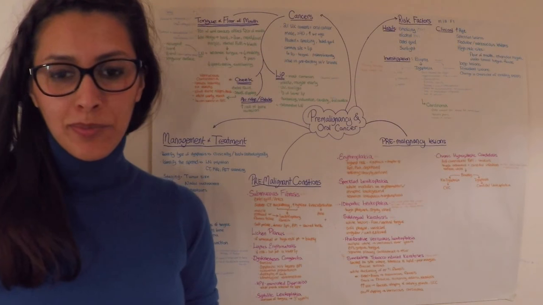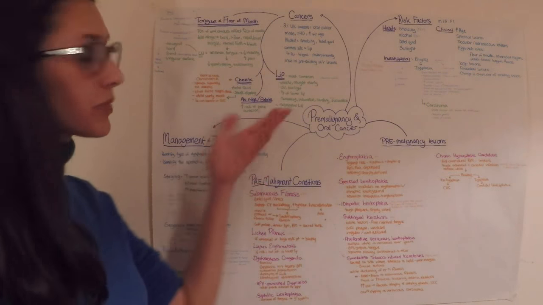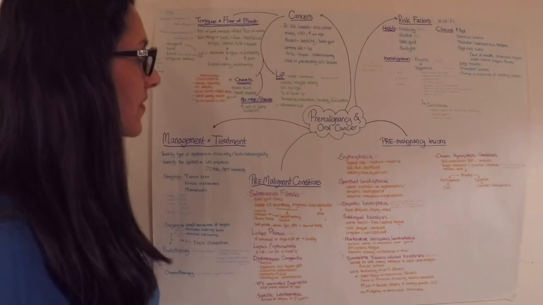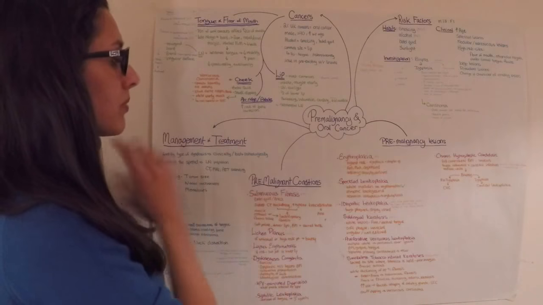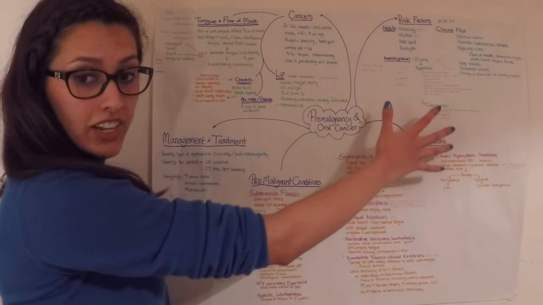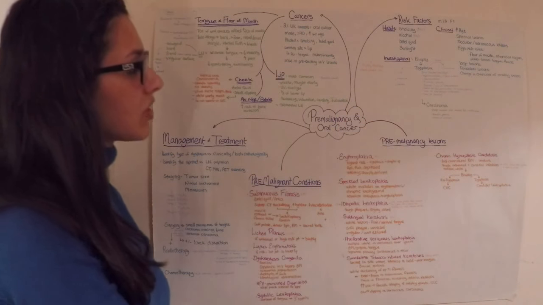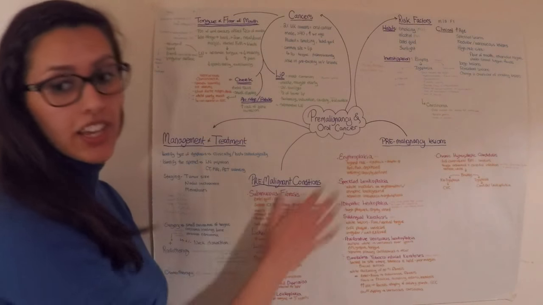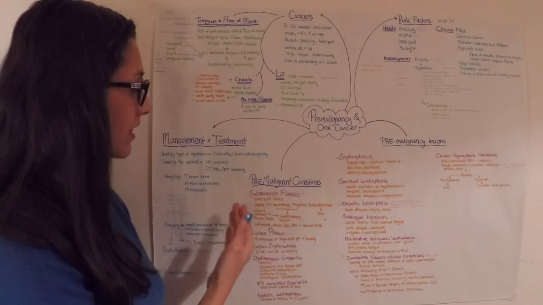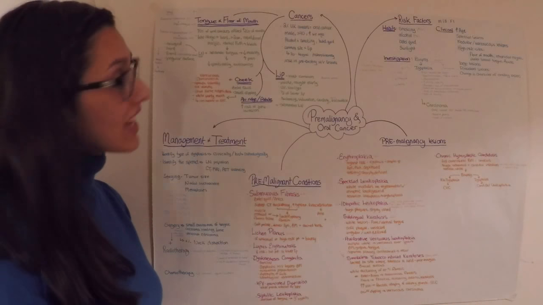Hey guys, so moving on to pre-malignancies and oral cancer. So quickly, just jumping straight into it, we've split it up into 5 sections. So risk factors and investigations involved, pre-malignant lesions, pre-malignant conditions, cancer itself, and then the management and treatment.